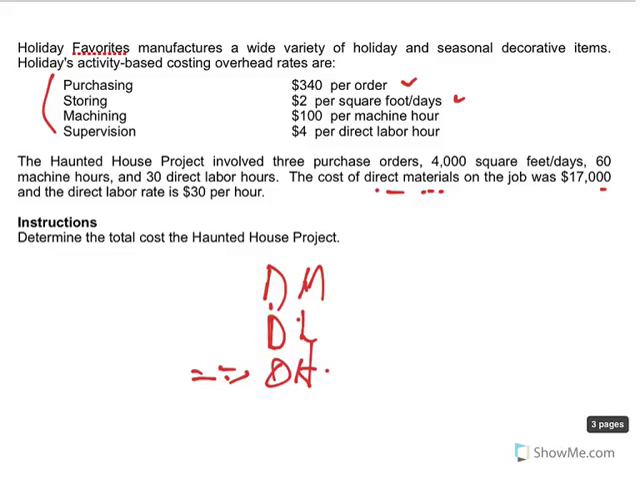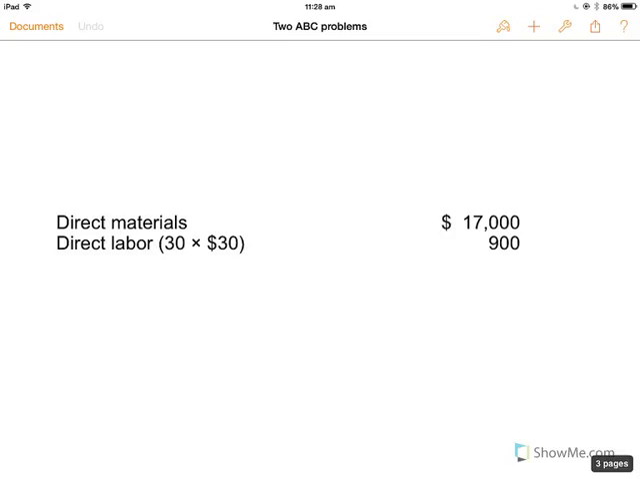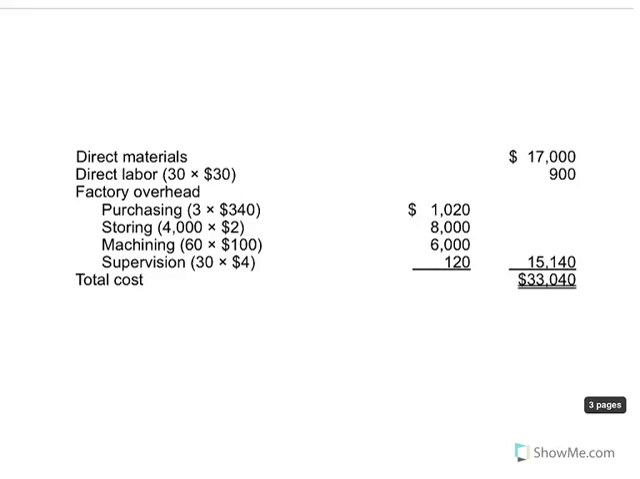Now, let's take care of the direct costs first. Direct materials, $17,000, and the direct labor, 30 hours at $30 per hour, $900. Now, the 3 cost elements: direct material, $17,000, direct labor, $900. Factory overhead, there were 3 purchase orders at $3.40 an order, 4,000 square feet at $2 a foot. Machining, 60 times 100. Supervision, 30 times 4.